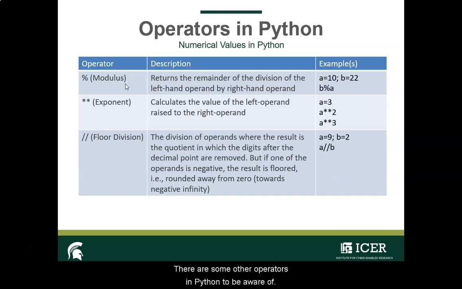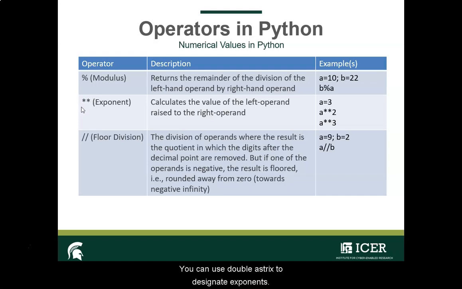There are some other operators in Python to be aware of. The percentage represents the modulus. This returns the remainder of division. So again, if a equals 10 and b equals 22, b modulus a is going to be 2, or the remainder of 22 divided by 10.